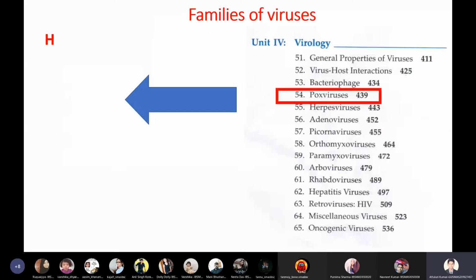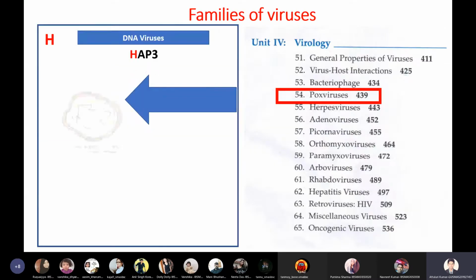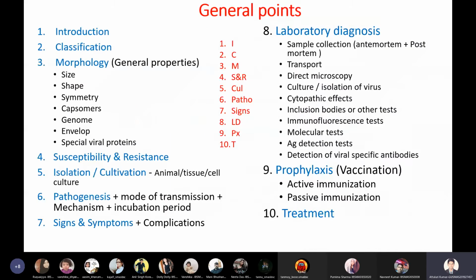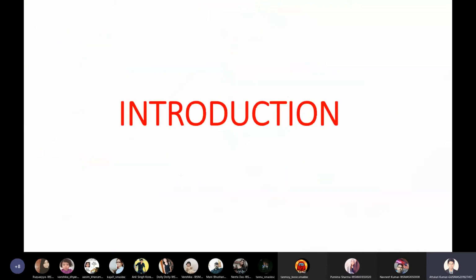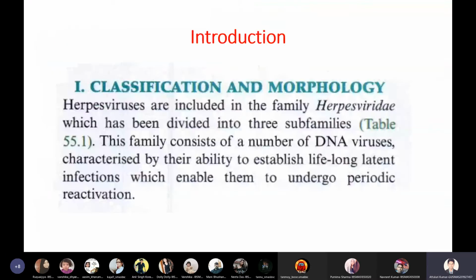In the 5th unit we have DNA viruses. Among them are smallpox, herpes simplex viruses, adenovirus, and hepatitis virus. I'm just skipping all these things. So coming to the introduction to Epstein-Barr virus. We will try to satisfy all these 10 points for all the viruses. So Epstein-Barr virus classification and introduction.